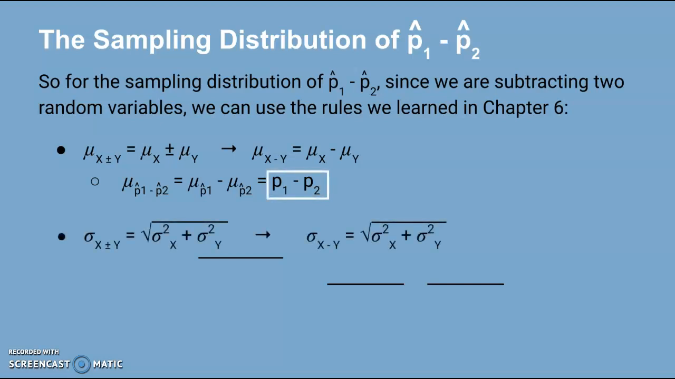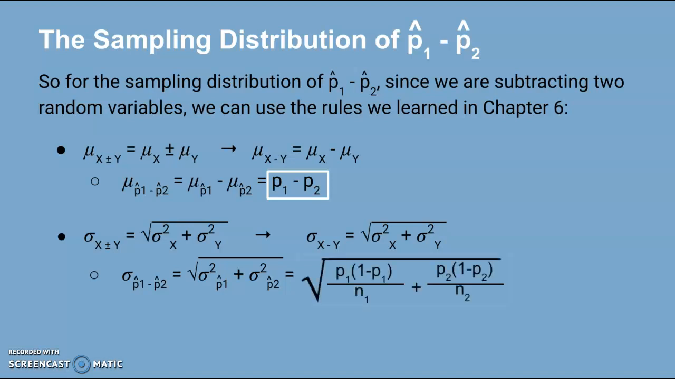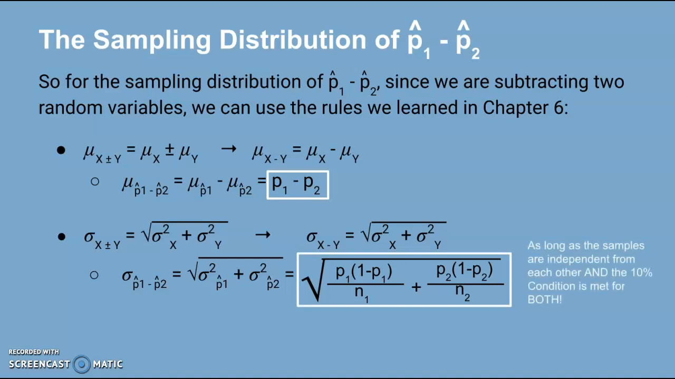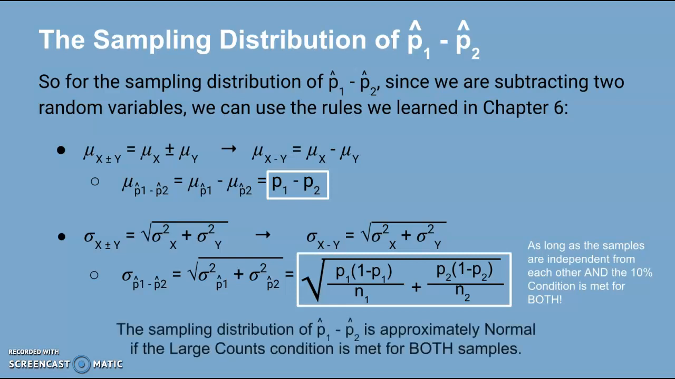Now for standard deviations, remember we have the same formula whether we're subtracting or adding. We're always adding the variances and then taking the square root. Well, here we're working with proportions and it's a difference, but we're still going to add the variances for those two proportions. And therefore we have this formula. Now, this formula works as long as the samples are independent from one another and the 10% condition is met for both. And the sampling distribution of the difference between the sample proportions is approximately normal if that large count condition is met for both samples.